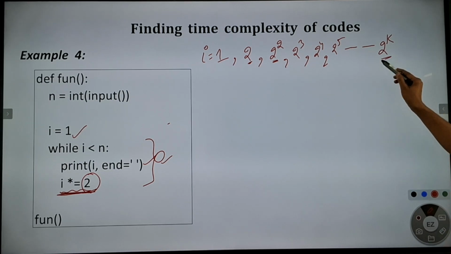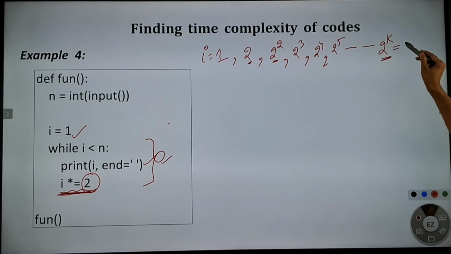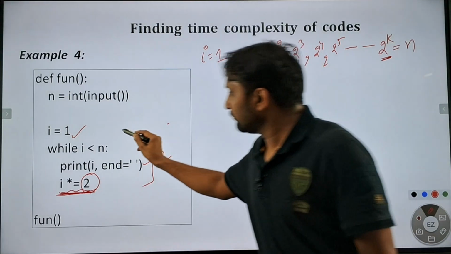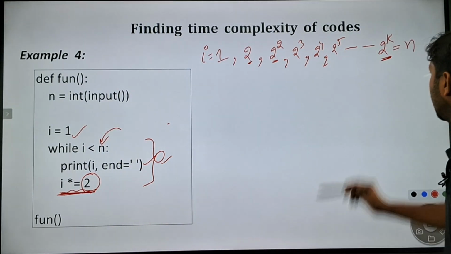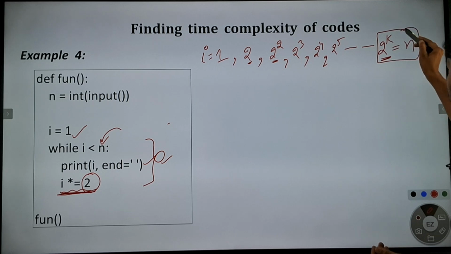When this value reaches n, we will come out of the loop. So when 2 power k reaches n, we come out of the loop. That's it.